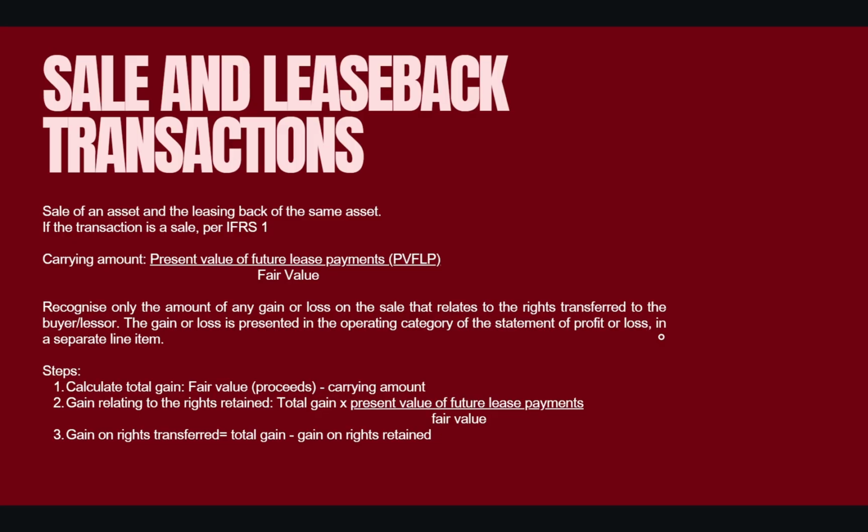Now for the sale part, we can only recognize the amount of any gain or loss on the sale that relates to the rights transferred to the buyer or lessor. And the gain or loss is presented in the operating category of the SOPL in a separate line item. Then how do you calculate it? First of all, you must calculate the total gain, basically the fair value or proceeds minus carrying amount, and then you find the gain relating to the rights retained, basically total gain times present value of future lease payments divided by fair value. And for the gain on rights transferred, you can just subtract the gain on rights retained from the total gain.